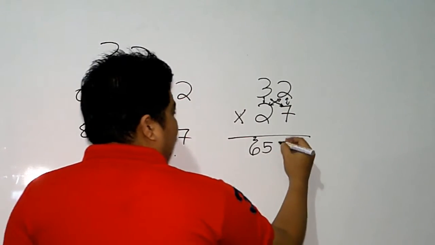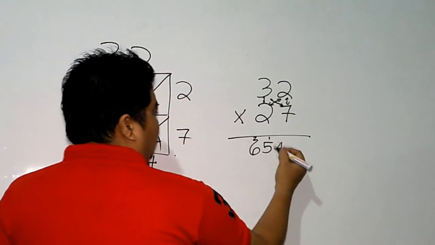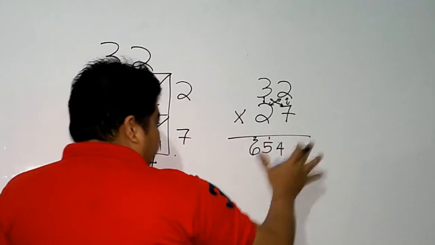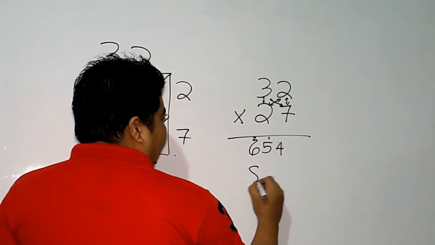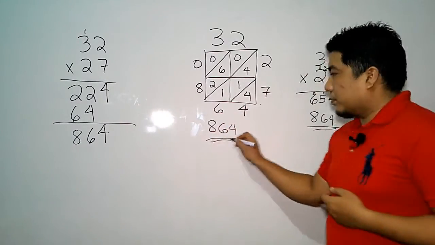So 2 times 7, that is 14. So we put 4 and then we carry 1. We carry our 1 here at 5. So by simplifying this given, we have the final answer 864. And they are just the same.